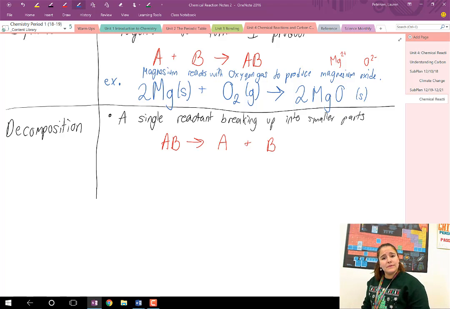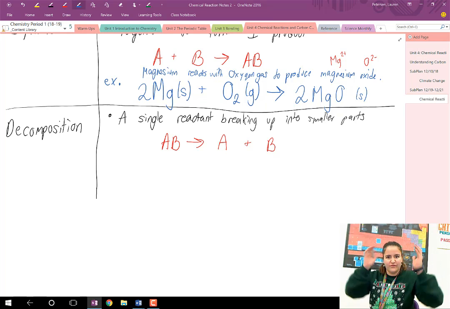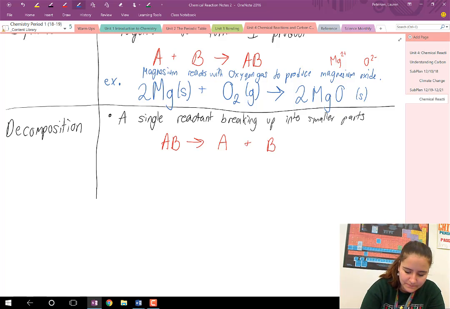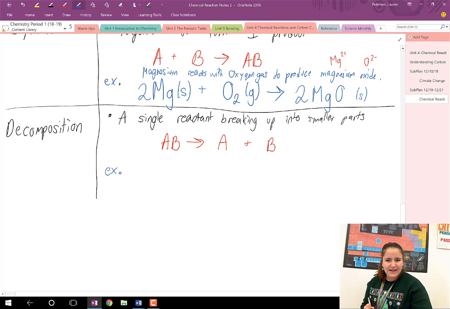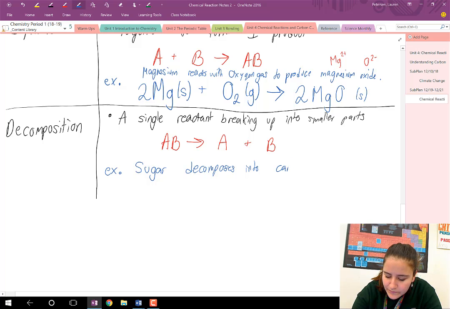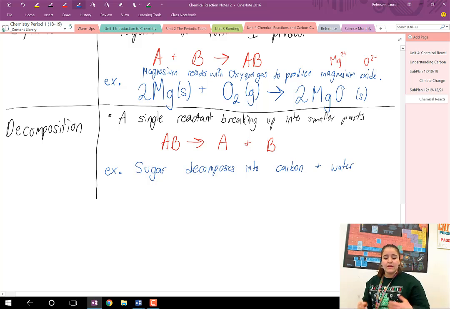Okay, an example of this one that we saw in class was the decomposition of sugar. Remember when we did that sugar snake reaction and it grew and formed that elemental carbon? That was a decomposition reaction. So let's go ahead and try to write the words for it. Sugar decomposes into carbon and water. Okay, that's how we would say that reaction.